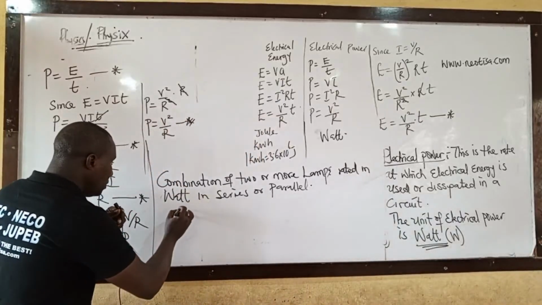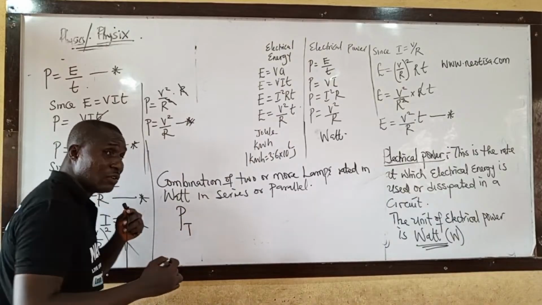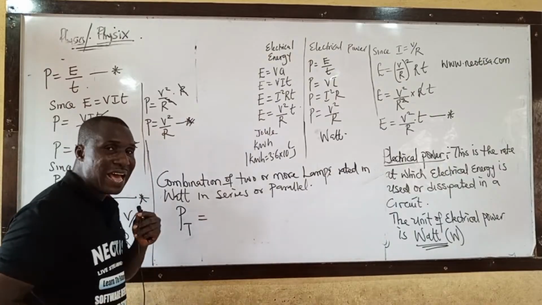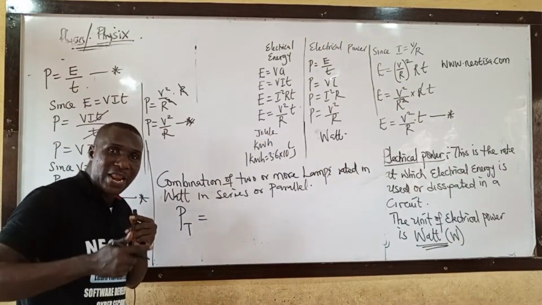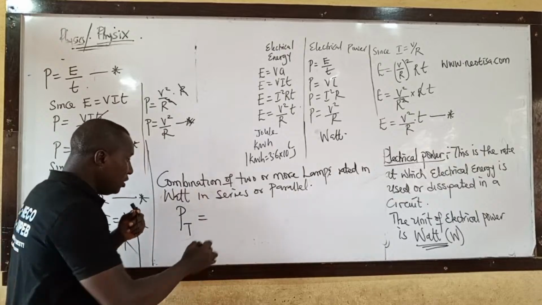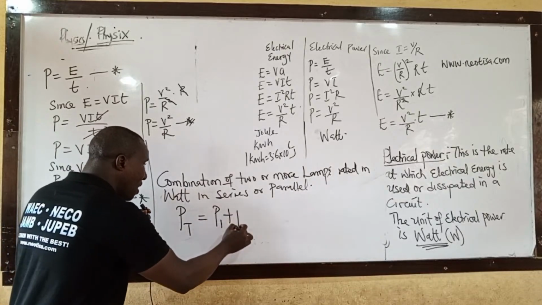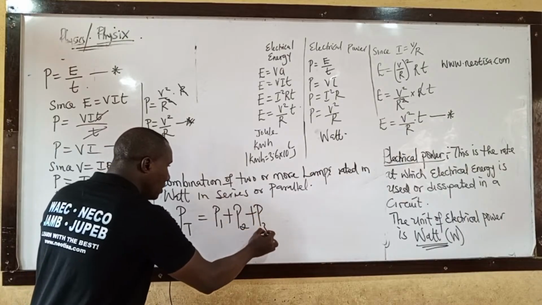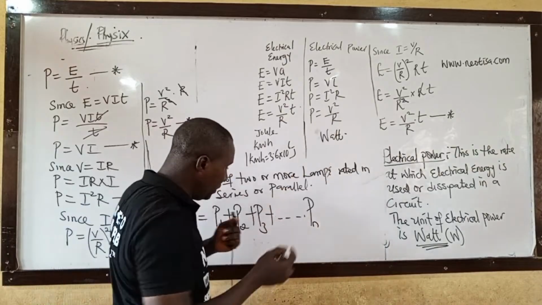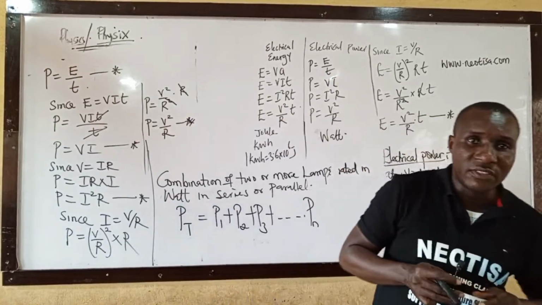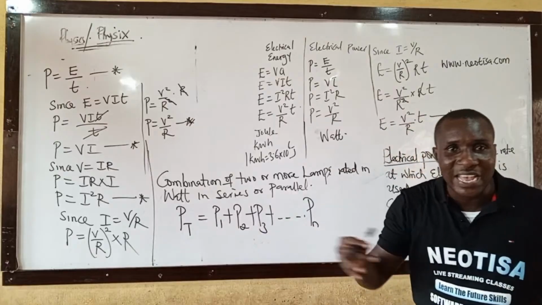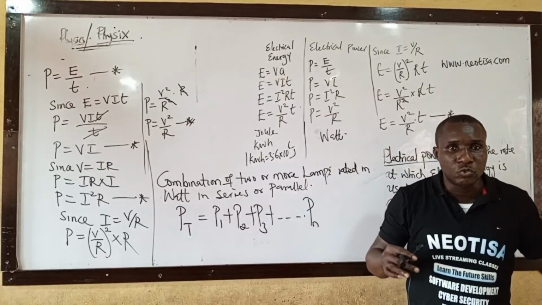Listen, take note. Write it down, because we are going to use all this to solve questions. They are there in your JAMB. The total power of lamps connected in series or parallel is the power of the first lamp plus the power of the second lamp plus the power of the third lamp, plus the power of the nth lamp, to infinity. If you have 3 lamps connected in series or parallel and they want you to calculate their total power, just add the powers together.